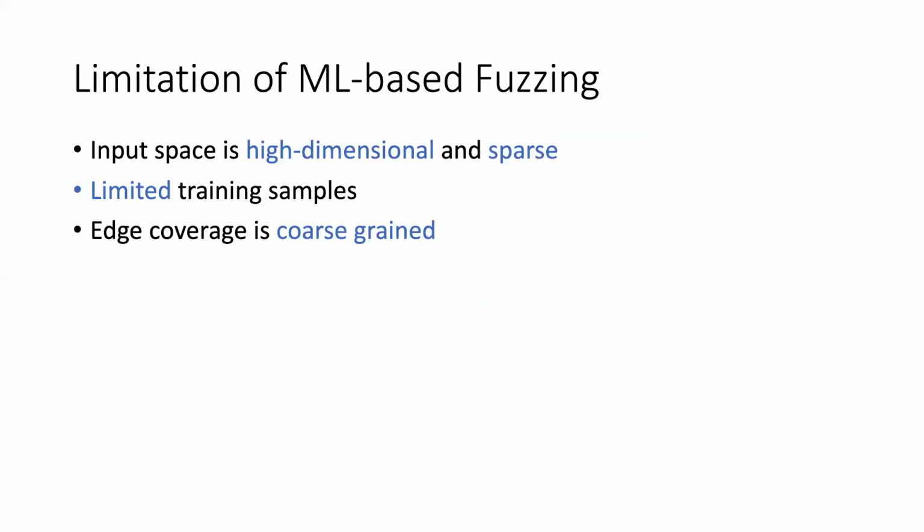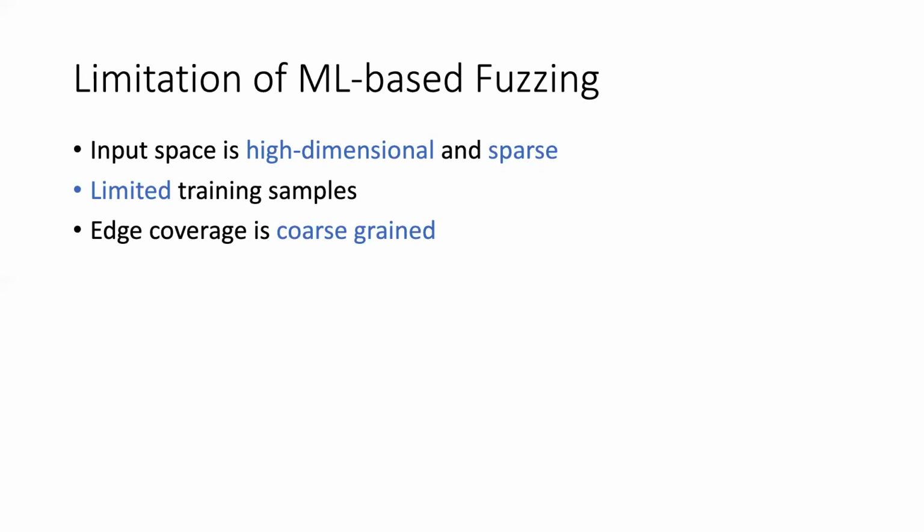Although it's effective in practice, it has three major limitations. First, the input space, representing the input byte sequence, is highly dimensional and sparse. Second, the training samples of the neural network model are collected from interesting inputs generated by fuzzers. Since fuzzers normally maintain a limited number of interesting inputs for performance considerations, the neural network often lacks enough training samples. Third, the edge coverage is coarse-grained.